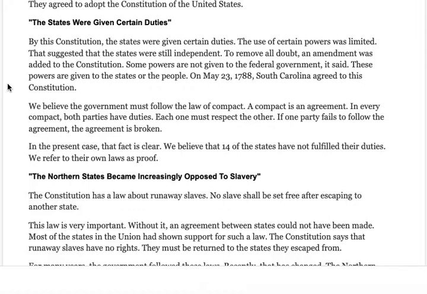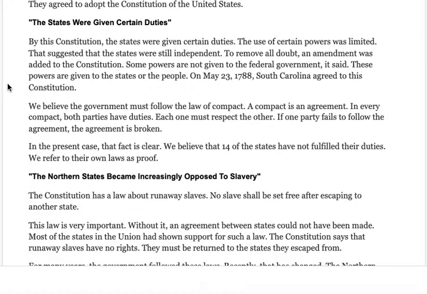To remove all doubt, an amendment was added to the Constitution. Some powers are not given to the federal government, it said. These powers are given to the states or the people. On May 23, 1788, South Carolina agreed to this Constitution.